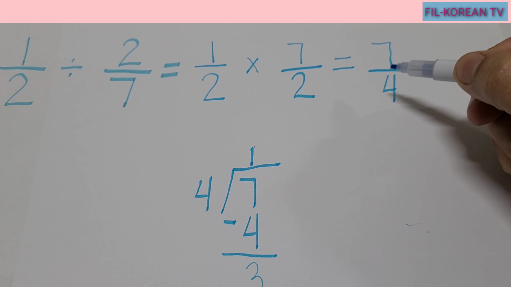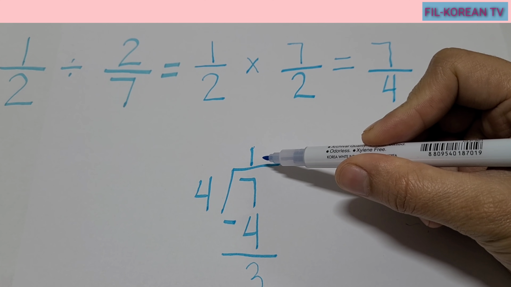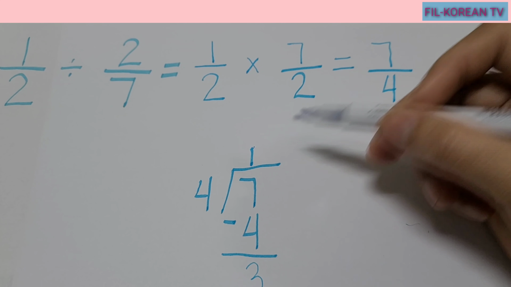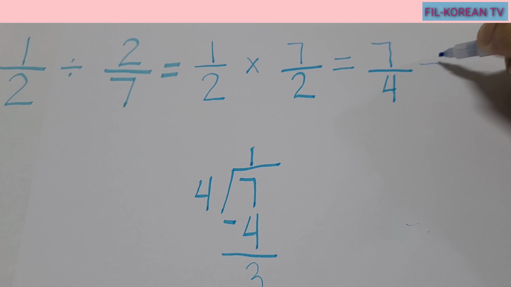To write the answer, we will write the quotient 1 as whole number. So, equals. So, whole number yung 1. And the remainder 3 is the numerator. And then, the divisor 4 is the denominator. Okay. So, the answer is 1 3/4.